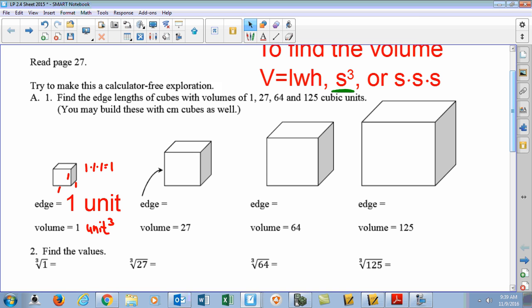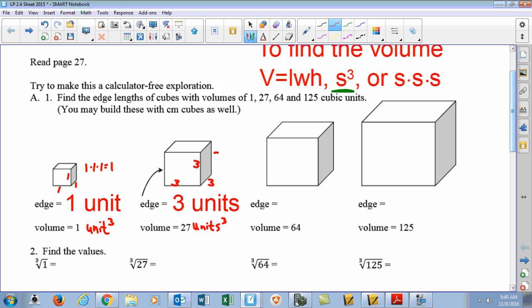So let's take a look at this one here that has a volume of 27. That means everything that fits inside this cube or this box is 27, and it's 27 cubic units. So what number times itself 3 times gives you 27? That's right, 3 units. So length times width times height is 3. So 3 times 3 times 3 gives you 27.